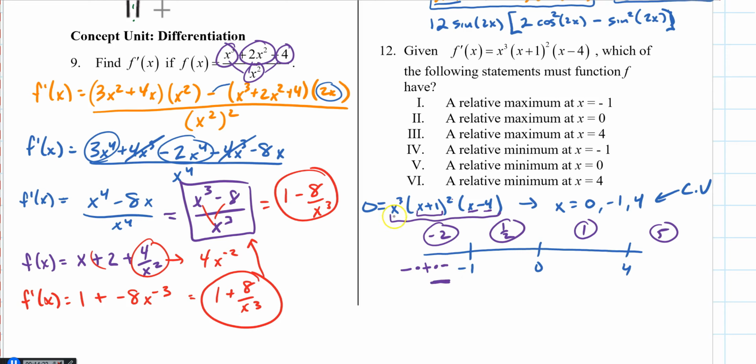The 1/2 cubed is positive. 1/2 plus 1 squared is still positive. And 1/2 minus 4, that's going to be negative, so I get negative here. Negative times a positive times a negative for this first one is a positive, not a negative. Sorry about that. Now I check positive 1. 1 cubed is positive. 1 plus 1 squared is positive. And 1 minus 4 is negative. So you get a negative value there.